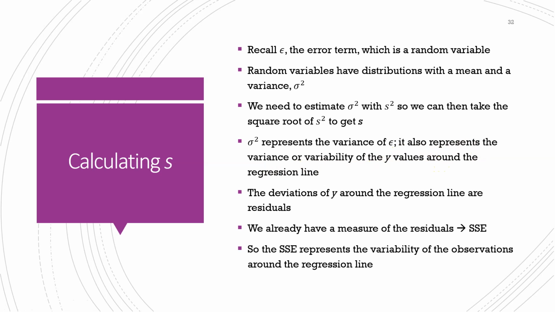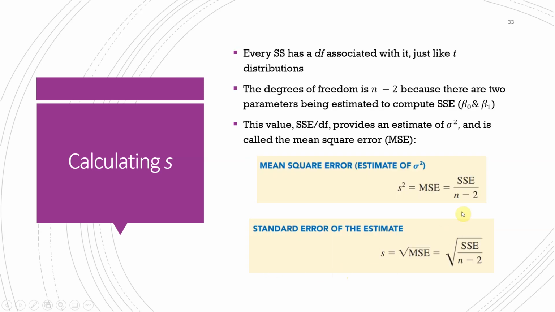Remember when we're talking about our y values, the observed values that we have and the predicted values. The predicted values are the ones that fall on the regression line. Remember what those deviations are called? Those are the residuals. So those deviations of y around the regression line are residuals, and we already have a measure of them. Remember, it's the sum of squared errors. The SSE represents the variability of the observations around the regression line. Great. So basically, we can use that to estimate S squared, and if we just take the square root of that, we have S, which is what we need.